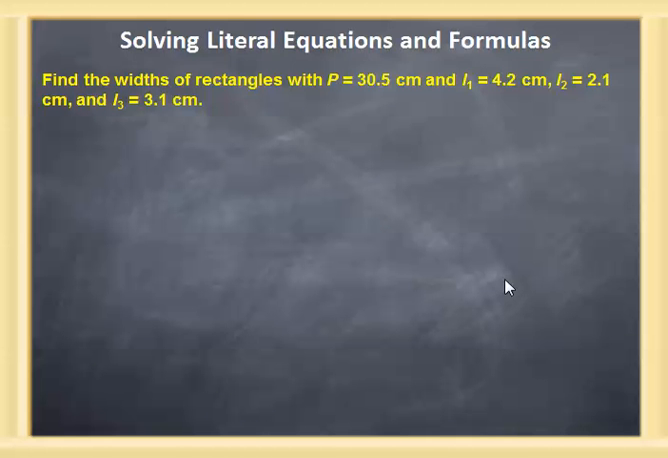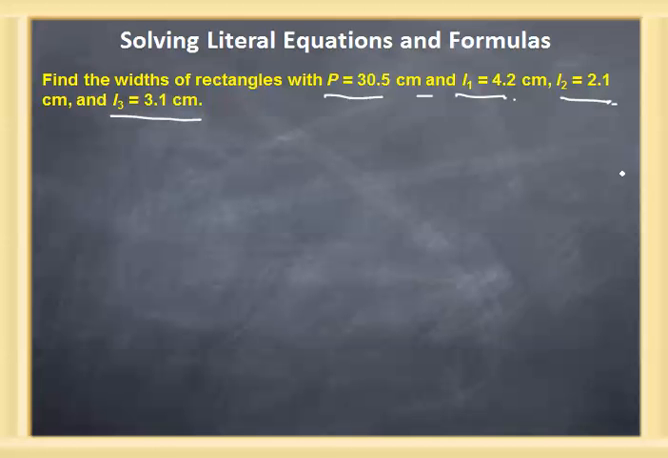Okay, so what are we going to do first? We're going to start solving literal equations and formulas. Now, I want everybody to listen because this is very relevant to your science class. Okay? It says find the width of rectangles with perimeter 30.5 and L equals 1. L1 equals 4.1, L2 is 2.1, and L3 is 3.1.